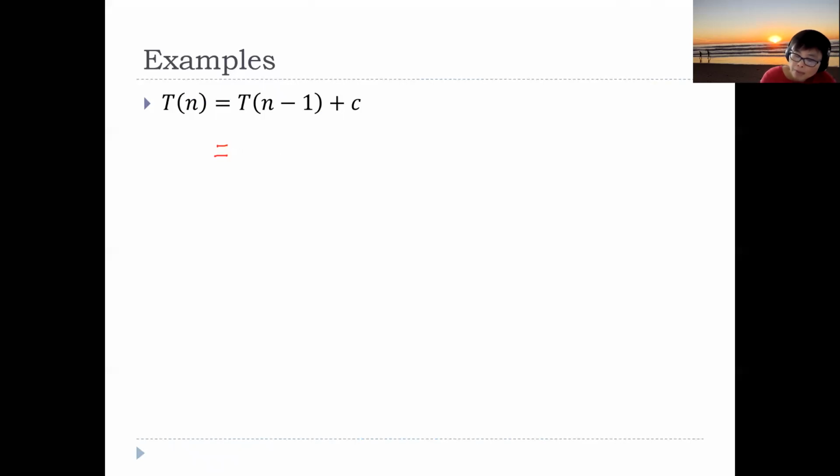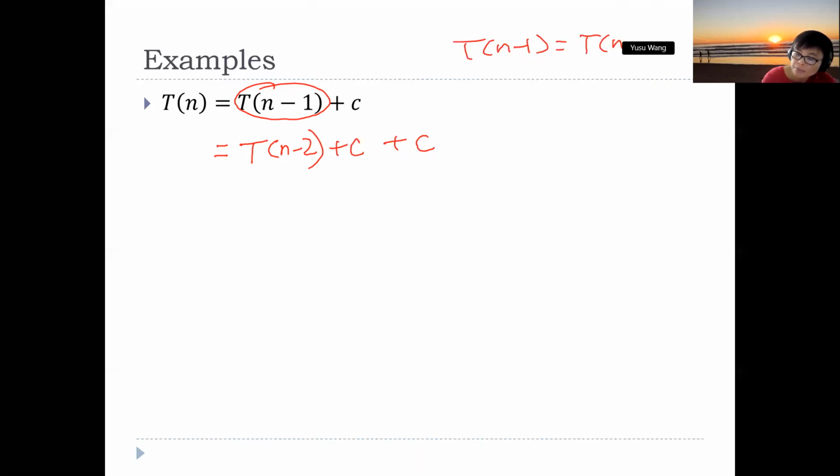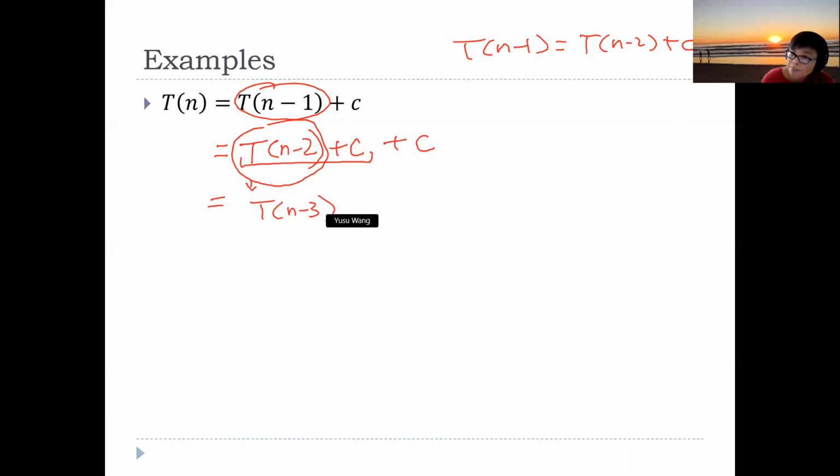Unrolling is much easier because if I apply the same recurrence to this, what do I have? Inside I reduce by 1: n minus 1 minus 1, that's the same as n minus 2. Outside, I add c plus the original c. In other words, this is T of n minus 1, and this c is the original c. Then I repeat. If I do it one more time, this is replaced by T of n minus 3 plus c, and then I have the 2c from before.